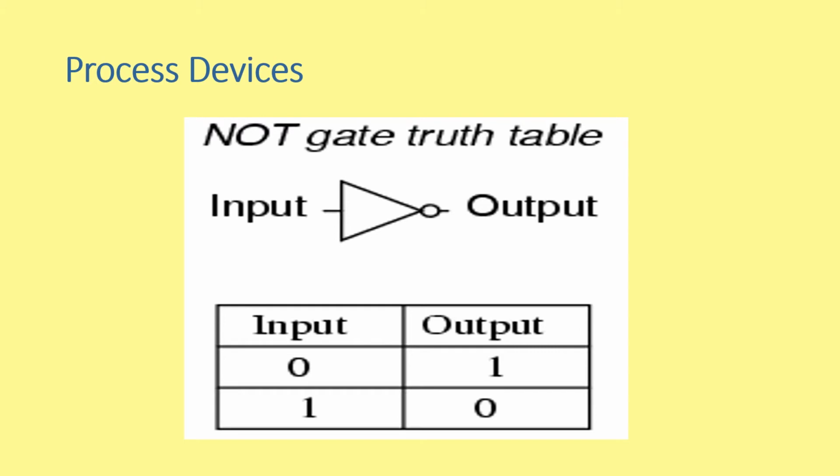Here is our truth table. Remember the ones and zeros I talked about? If our input is 0, so off, our output is going to be 1, so on. It's always going to be opposites. If our input is 1, our output is going to be 0.